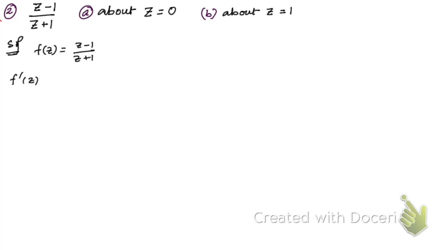First order derivative of f of z. Here we're going to use the u by v rule. Derivative of u by v is v times the derivative of u minus u times the derivative of v, divided by v squared. Let's use that.